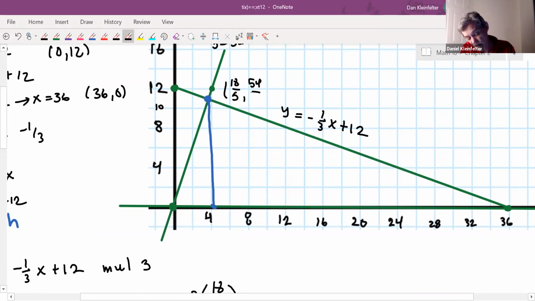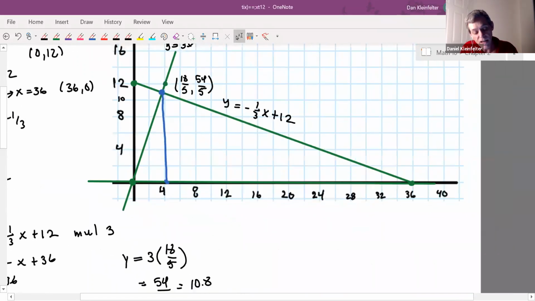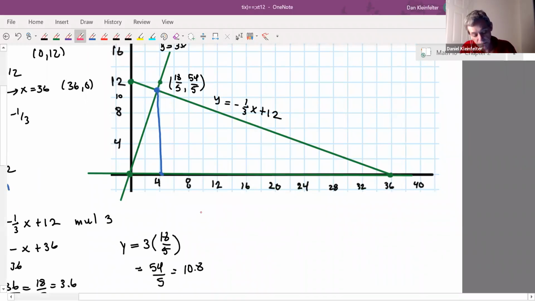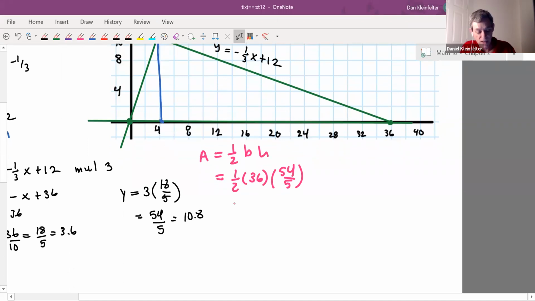So that was 18/5 and 54/5. All right, so now we have everything we need to finish this one off finally. The area is 1/2 base times height, 1/2. The base length was 36 and our height was 54/5. So that will be 18 times 54/5. And then you can use a calculator for this. So that looks like about 194.4 square units, whatever the units are.